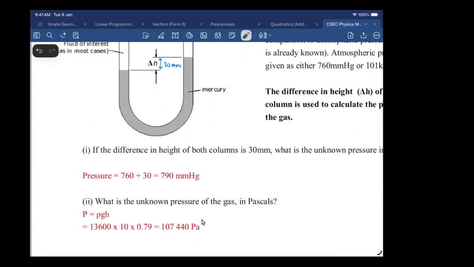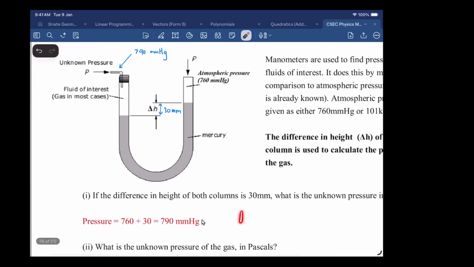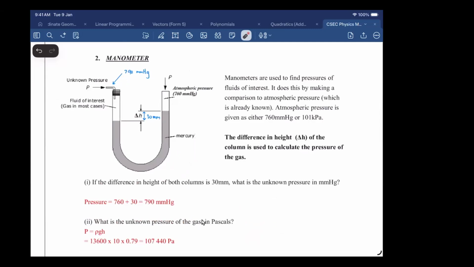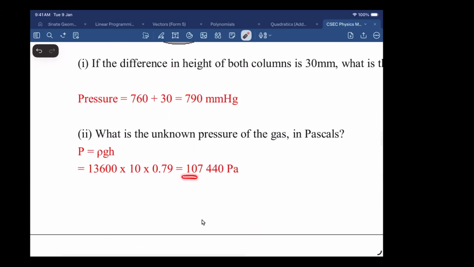Okay, part two now. What is the unknown pressure of the gas in pascals? So again, we know that P is equal to H rho G. What do you think I'm going to use for my height? 790, but in meters, 0.79. When you work out the whole thing, you should get 107,440. Yes, sir.